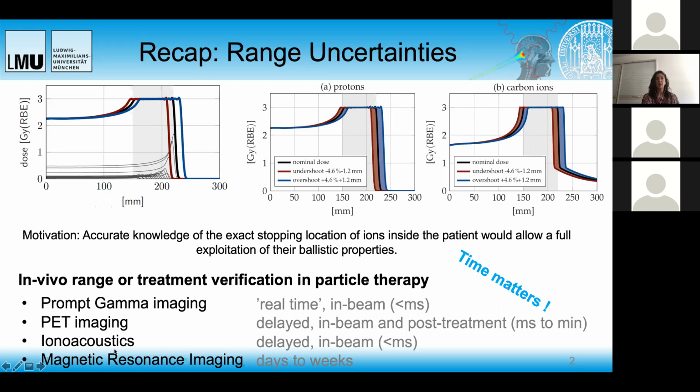The third option is ion acoustics. So this is about acoustics. Here the readout is delayed by the traveling time of the acoustic wave from the Bragg peak to the sensor that is typically placed on the patient surface. It is delayed, but in the order of microseconds. And last but not least, MRI imaging. This imaging modality is typically used days or weeks after the irradiation.